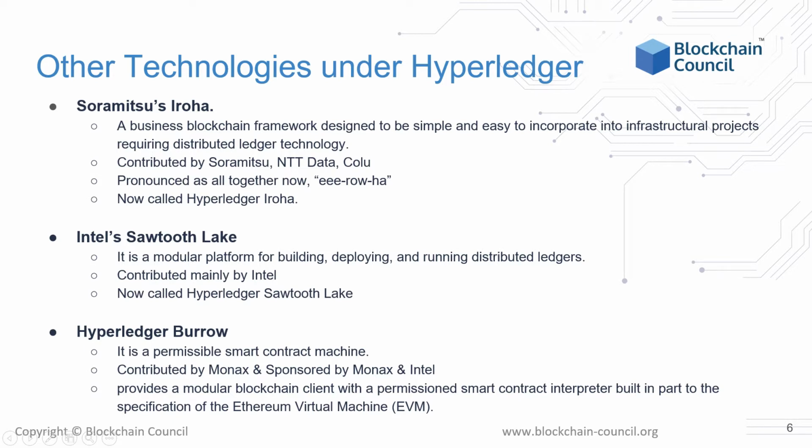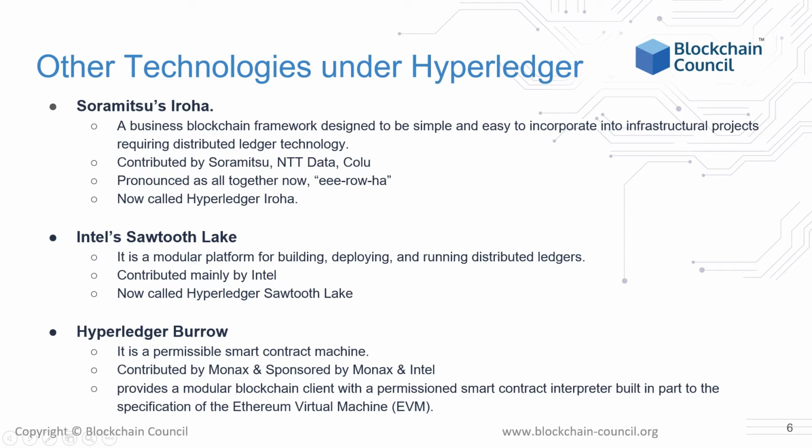Next, we come to Sawtooth Lake. Sawtooth is a modular platform for building, deploying, and running distributed ledgers. It simplifies blockchain application development by separating the core system from the application domain. Developers can specify the rules appropriate for their application, using a language of their choice, without knowing the underlying design of the system. It was contributed mainly by Intel and is also a project under the Hyperledger umbrella.